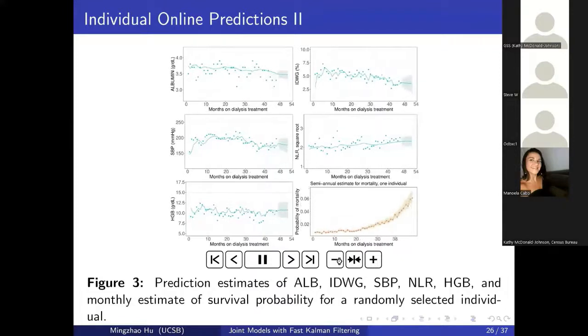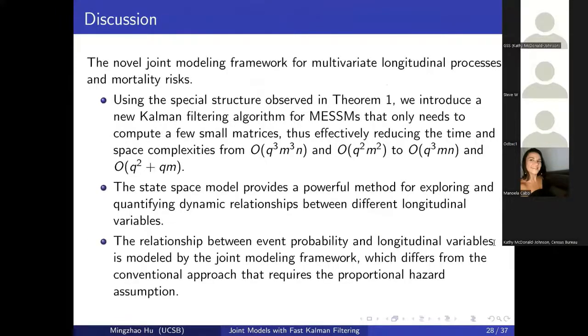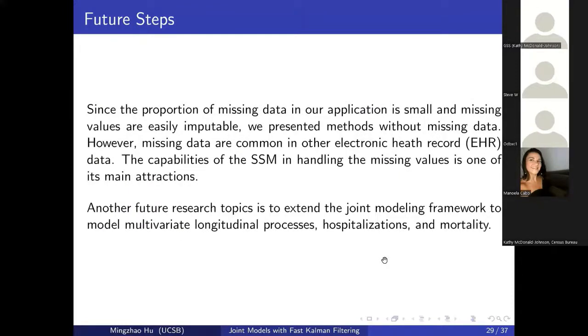Furthermore, we have also selected a patient who survived all 4 years of dialysis treatment, and the survival probability still correctly picks up this increasing trend, and we may further add a 6-month ahead dynamic prediction with 95% interval for this patient. So overall, our research can be used to conduct fast computation with respect to the number of subjects in a longitudinal dataset, and provides a powerful method for exploring and quantifying dynamic relationships between different longitudinal variables. Our joint models also avoid the proportional hazard assumption used in conventional approaches and help lower mortality among dialysis treatment with possibility of extension to include hospitalization on top of mortality.